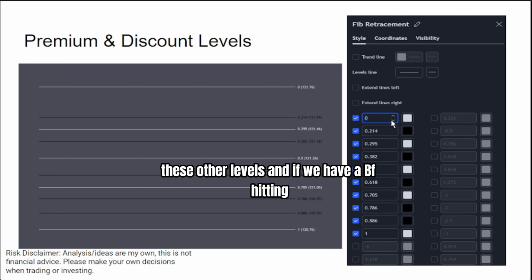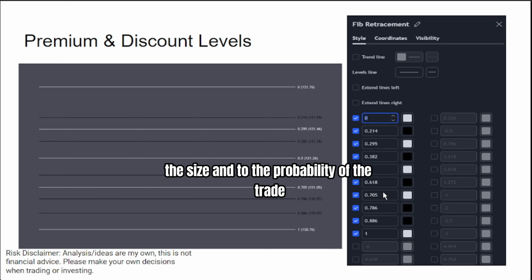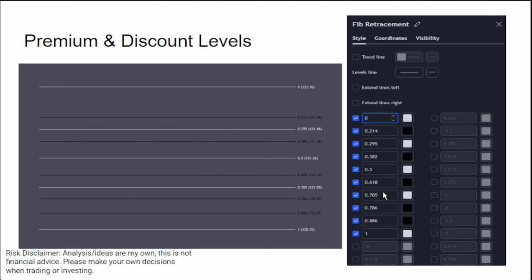settings that I use. These are the levels. And if we have a BF hitting and the level hitting at the same time, that's a better setup than just the broadening formation in itself. So I use these as confirmations to the size and to the probability of the trade.